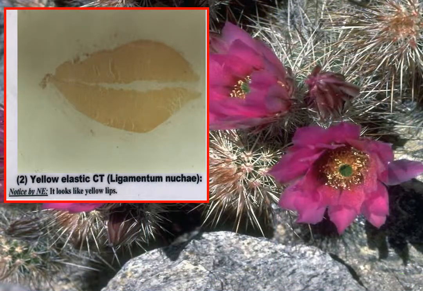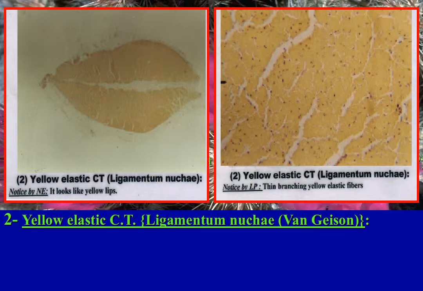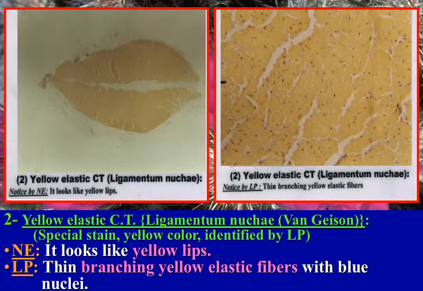Yellow elastic connective tissue, an example of dense regular connective tissue, composed predominantly of thin branching yellow elastic fibers and fibrocytes in a little amount of ground substance. An example is a section of ligamentum nuchae.